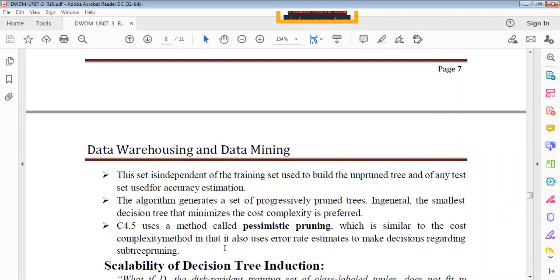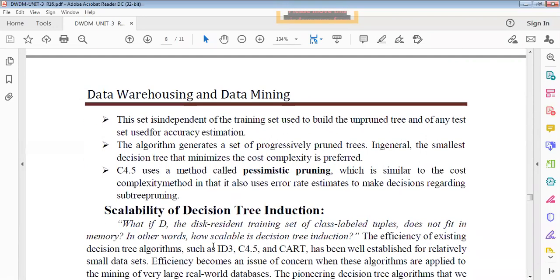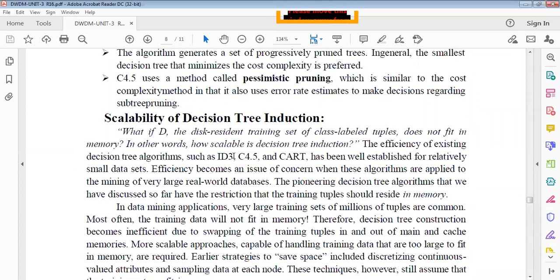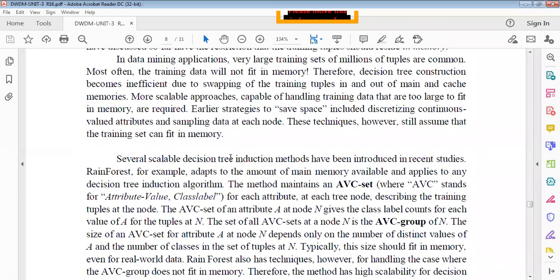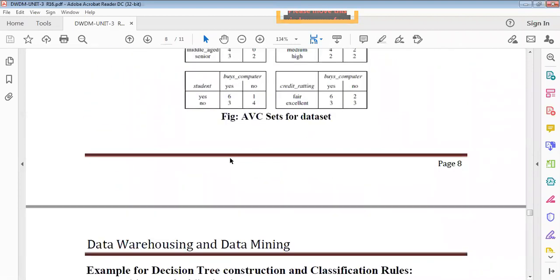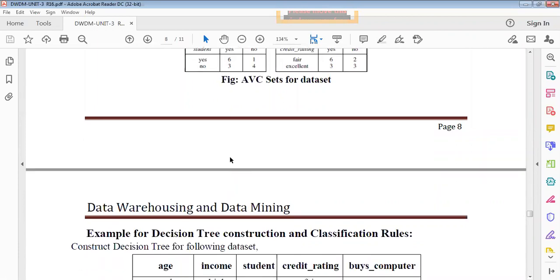C4.5 uses a method called pessimistic pruning, which is similar to the cost complexity method. In that, it also uses error rate estimates to make decisions about pruning subtrees. Scalability of decision tree induction: the decision tree algorithms here are C4.5 and CART.